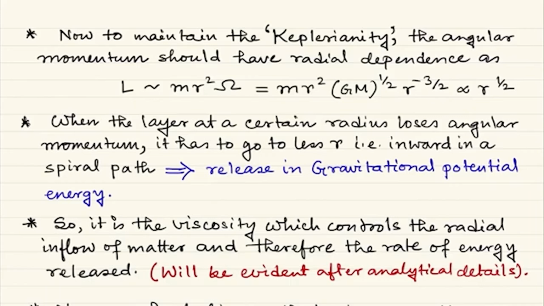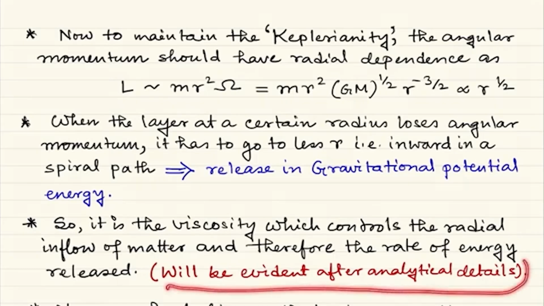So it is the viscosity which actually controls the radial inflow of matter, and therefore it is controlling the rate of the energy released, because of the whole mechanism, right? This will be much more evident when we talk about the analytical results. Okay.